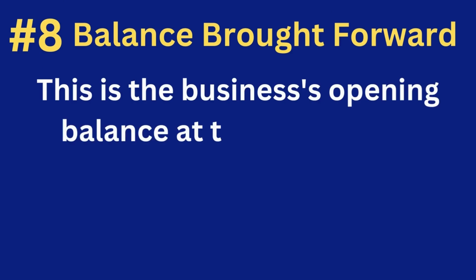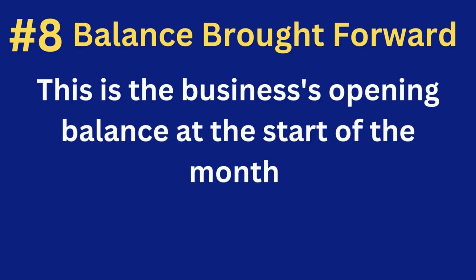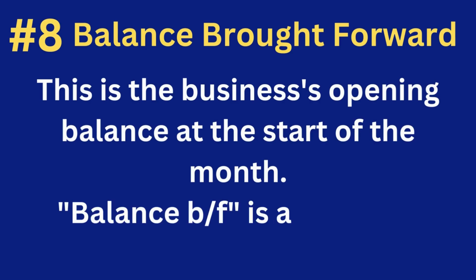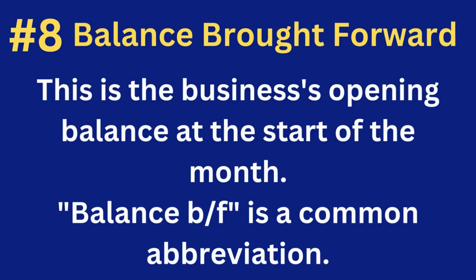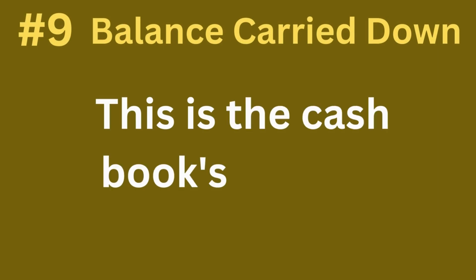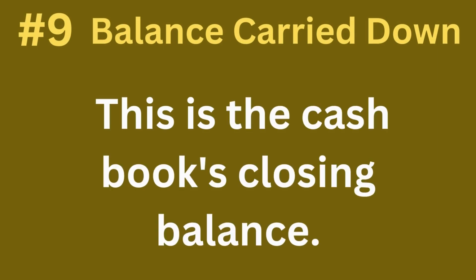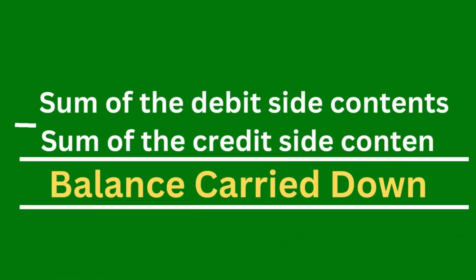Number 8, balance brought forward. This is the business opening balance at the start of the month. Balance B/F is a common abbreviation for balance brought forward. Number 9, balance carried down. This is the cash book's closing balance. It is the difference between the sum of the contents on the credit side and the sum of the contents on the debit side. That is, the balance that results from subtracting the total value of the credit side from the total value of the debit side.